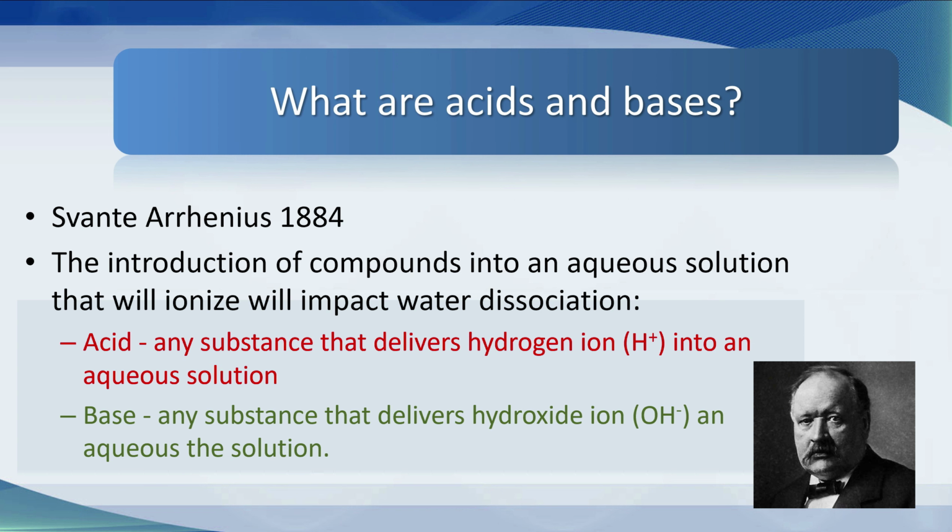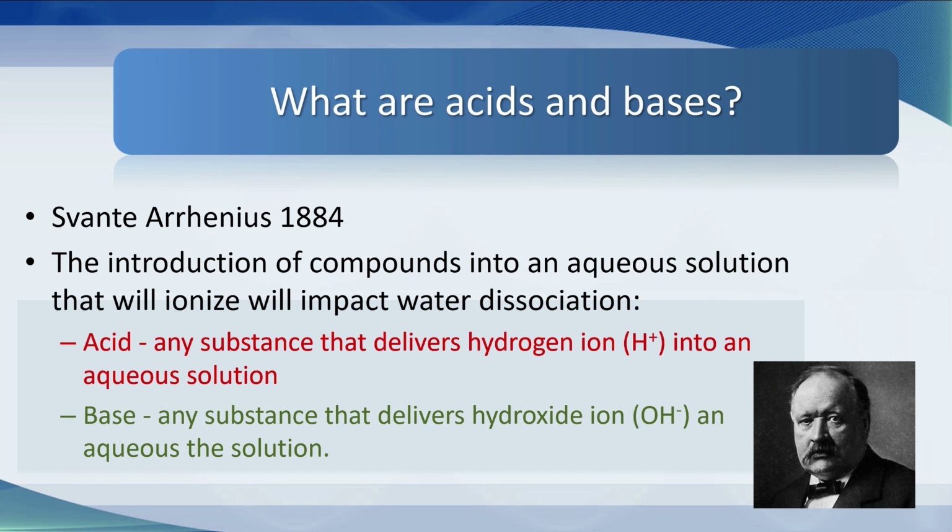His theory posited that in any solution based on water, that's an aqueous solution, ionized atoms or molecules could alter water dissociation and the chemical structure of water. For Arrhenius, an acid is any substance that delivers a hydrogen ion into the solution. A base is any substance that delivers a hydroxide ion into the solution. If that was the only theory of acid-base, then teaching acid-base balance would be really easy.